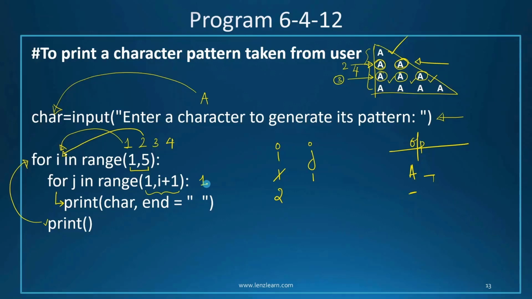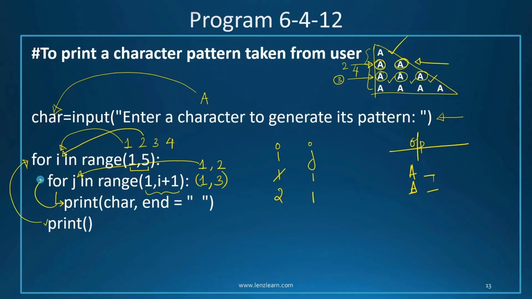So right now the range is 1 comma 2 plus 1, which is 3. So now you can see this range operator will have 2 values in it, 1 and 2. So now you can understand the inner for loop will execute 2 times, right? So now first the value 1 will be loaded into j, and so j will have value 1. Now it will print the character, so a will be printed here with a space.